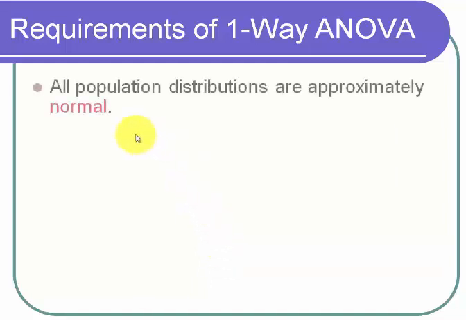The first is that all population distributions are approximately normal. That's actually a very difficult requirement to have. Now, we can have the sampling distributions are approximately normal, but then remember we have to have greater than 30 for every single sample that we're looking at. So if we're comparing 10 different means, then we're going to have hundreds and hundreds that we have to sample. It's very difficult to use ANOVA.